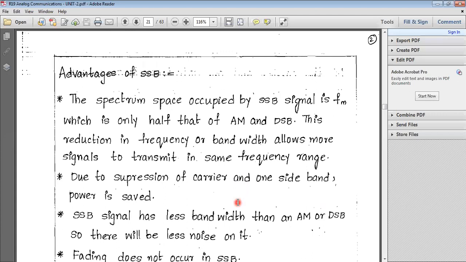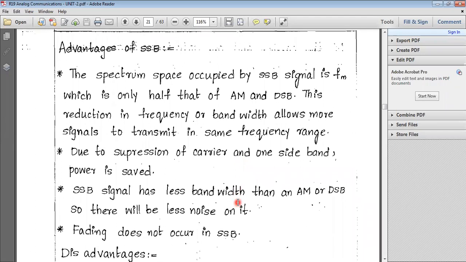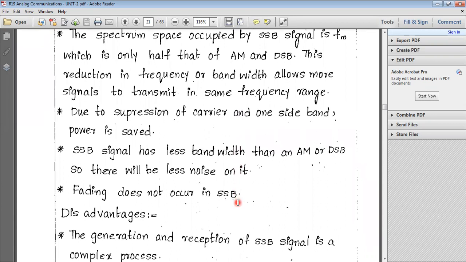Next, what is the second advantage? Here the carrier and one sideband are suppressed. Therefore, power is saved. That is the second advantage. Now, what is another advantage? It occupies very less bandwidth. Therefore, the technique has very less noise compared to AM and DSB. The last advantage is that fading does not occur in SSB.